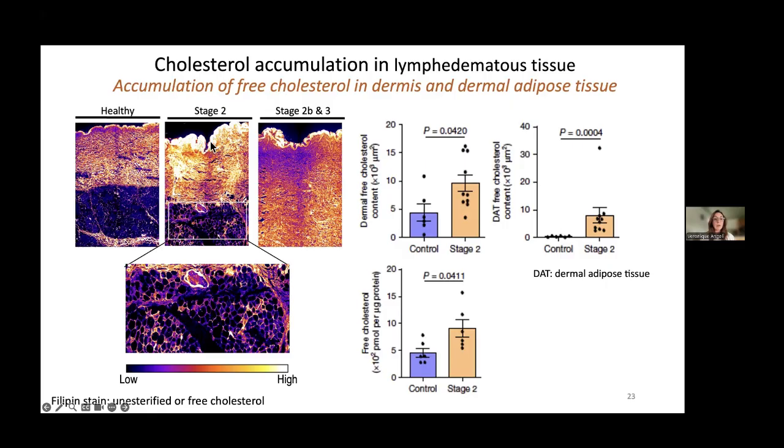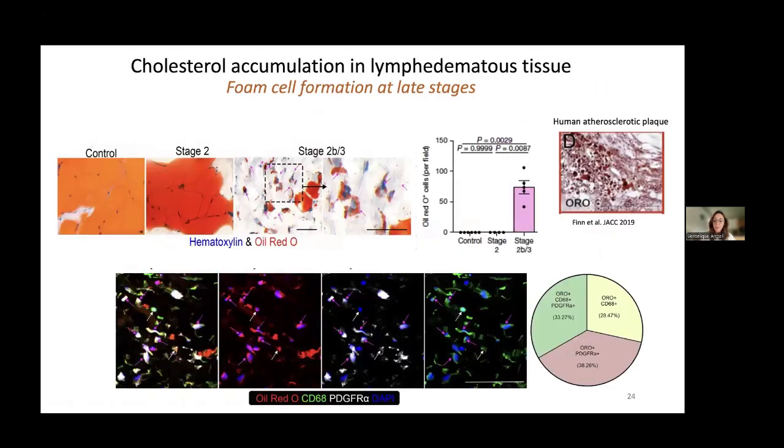We found that compared to healthy, we have an accumulation of free cholesterol in the dermis, but also in the dermal adipose tissue, as shown on these images, but also in this quantitative analysis. And this approach was further confirmed by using mass spectrometry, where we found indeed an accumulation of free cholesterol in lymphedema tissue.